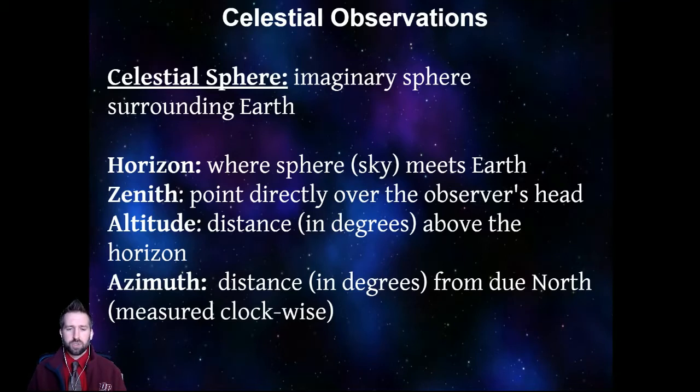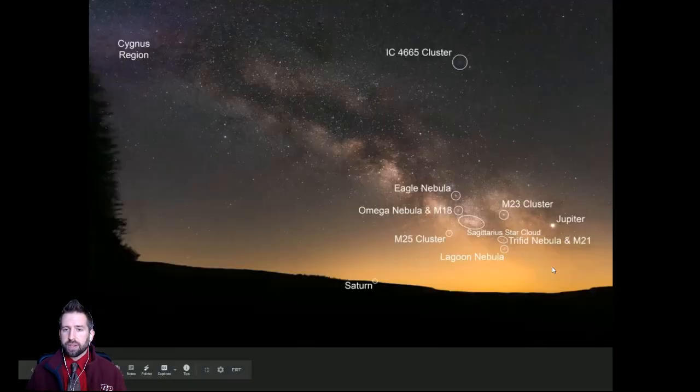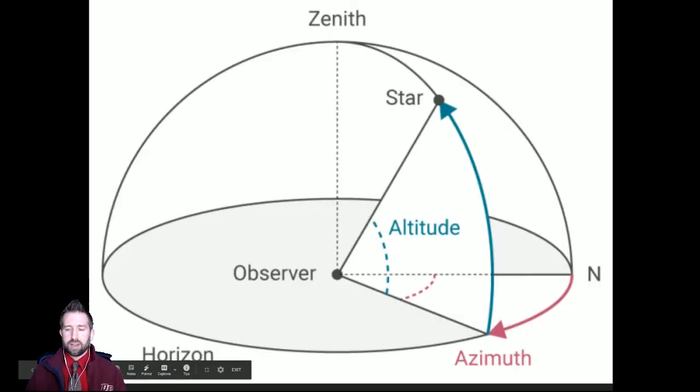Now with that celestial sphere, we only see half of what we would think exists, right? You can only see from the horizon, which is where the sky meets the Earth, up to the point over your head, which we call zenith. And so that right there is like a big dome that goes over our heads, and that's what we see of this celestial sphere. The altitude and azimuth are two ways we can talk about things in that celestial sphere. So let's just quickly look at a picture. I'll come back to that in a moment.